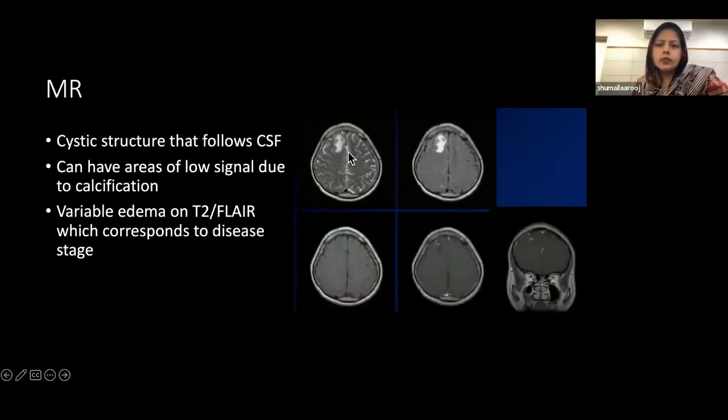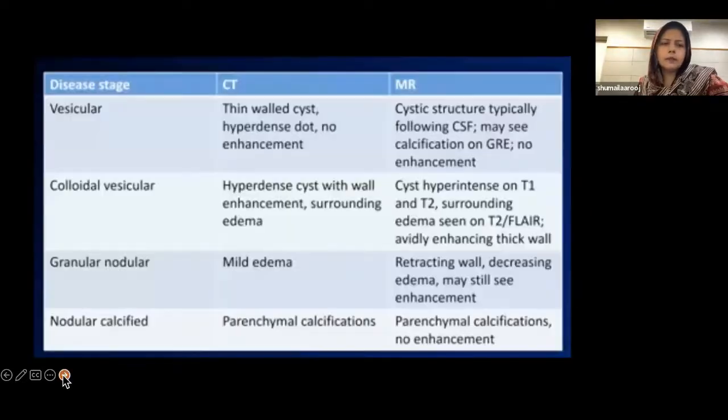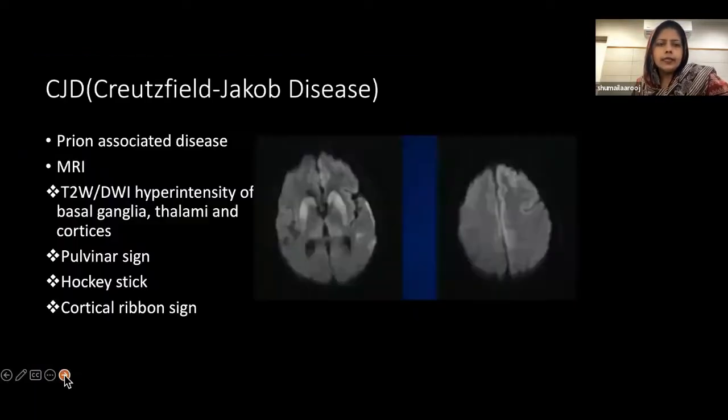This is another case of cysticercosis, in which we can see that there are tiny T2 hypointense areas with perilesional edema. And then there is peripheral nice ring-like enhancement. They can have low signal on T1 and T2 weighted images, and they can show dropout on susceptibility weighted images, which is secondary to calcification. They can have a variable amount of edema. These are the different stages. All of you must be knowing about them. I'll not go into their details.